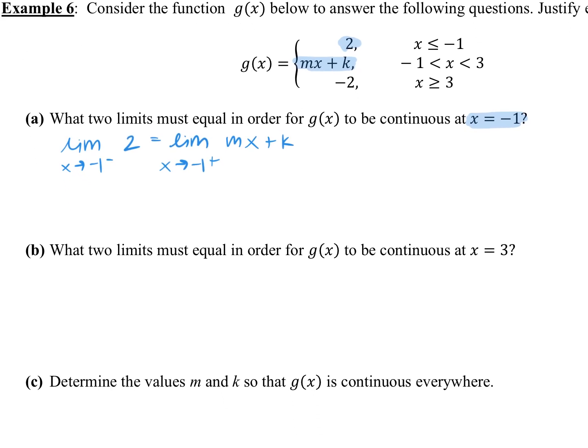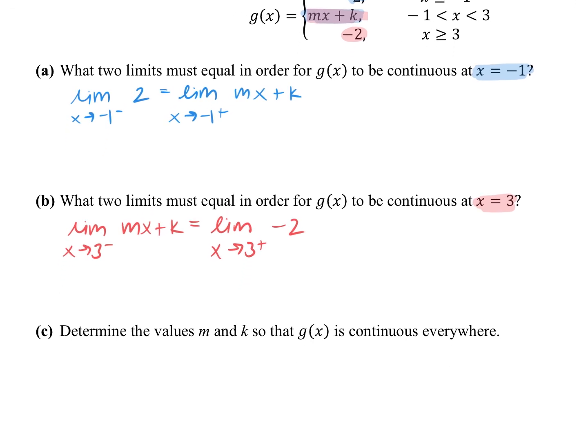Then for letter B, we're looking at when is it continuous at 3. So at 3, I'm looking at that middle equation and the bottom equation of negative 2. So I'd write the same exact kind of thing out. The limit as x approaches 3 from the left of mx plus k must be equal to the limit as x approaches 3 from the right of negative 2. Okay, so from these two limit statements, we can evaluate what the limit is at that point, and we're going to have two equations, okay, with two variables, which means we're going to have to do what? Substitution, elimination, some type of equation kind of work, right, from algebra.